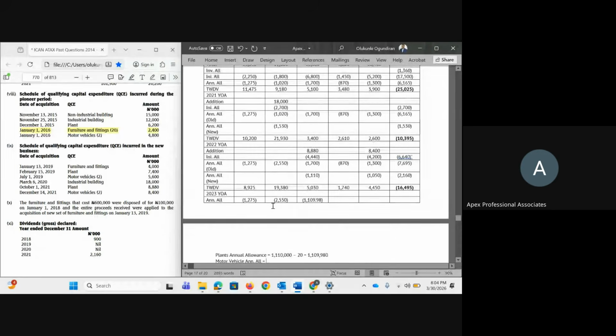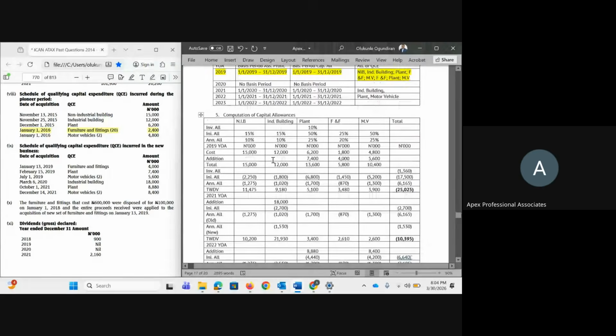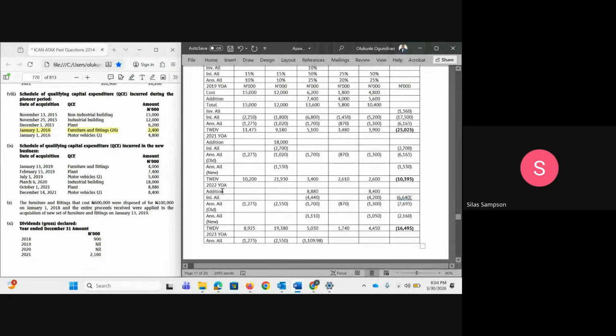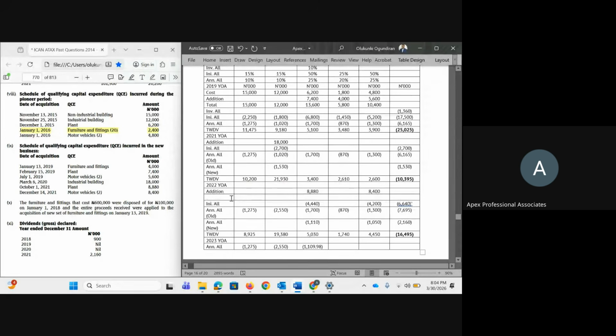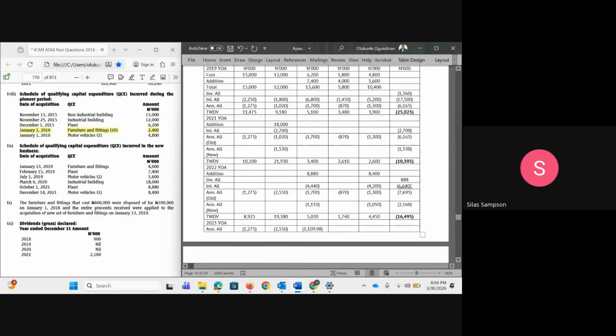Do you understand? Sir, you did not claim investment allowance in 2022. Checking assets, plant of 8,889. Thank you. You wrote it down, but you did not claim it. Oh, okay. Good. So let's add it together. Thank you for that. I saw it in the comment section.